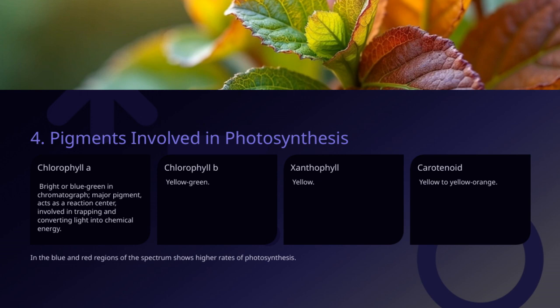Finally, we have chlorophyll A, which is the primary pigment that drives the process. It absorbs light directly and initiates the energy transfer necessary for photosynthesis to occur. Together, these pigments work harmoniously to maximize light absorption across different wavelengths, ensuring the plant can efficiently harness solar energy.